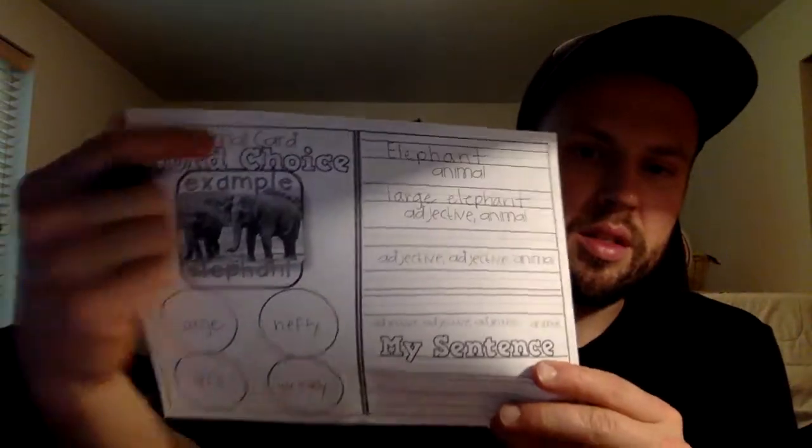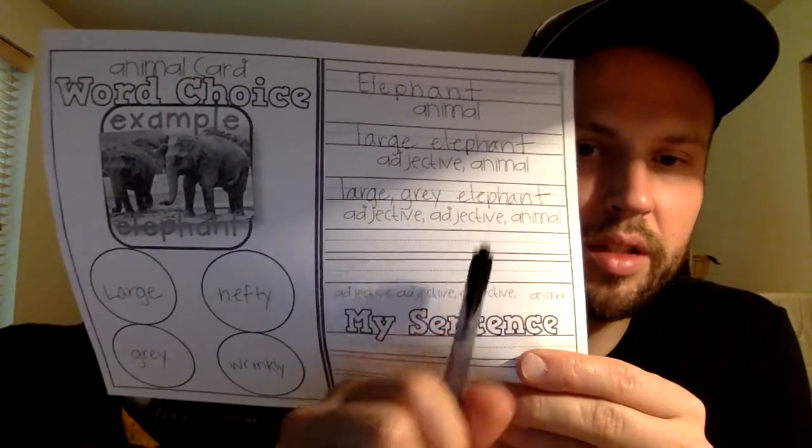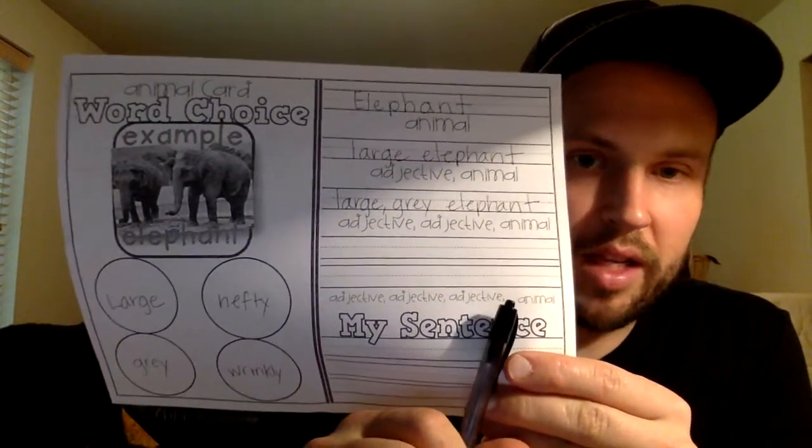Okay, so then the next one down, it's asking us to write adjective and animal. So one adjective would be large. Large elephant. Okay, so we have an elephant. We have a large elephant. Now we're going to add another one of our adjectives. We have a large gray elephant. Now we're going to add adjective, adjective, adjective, animal.